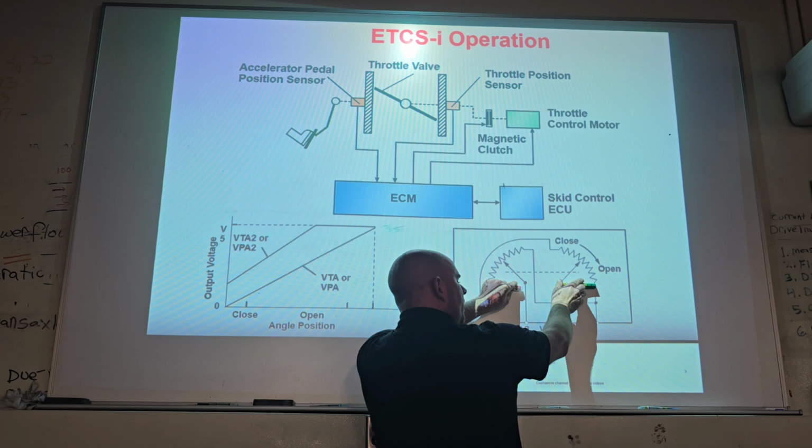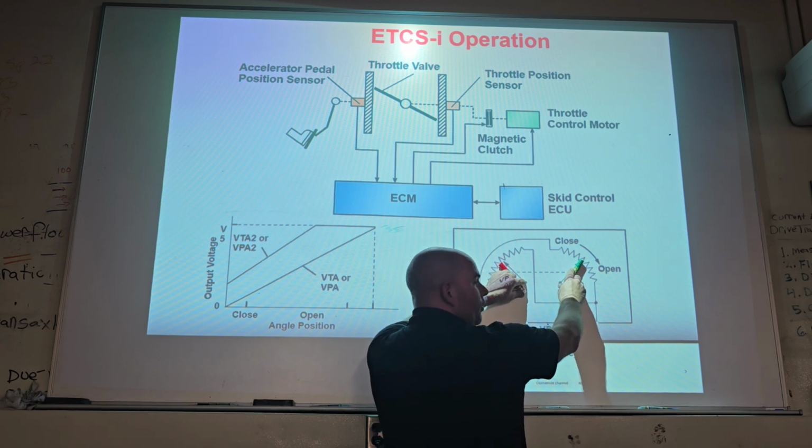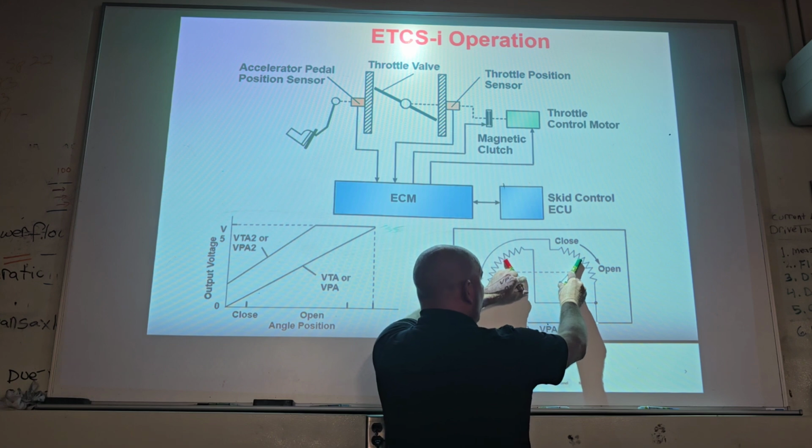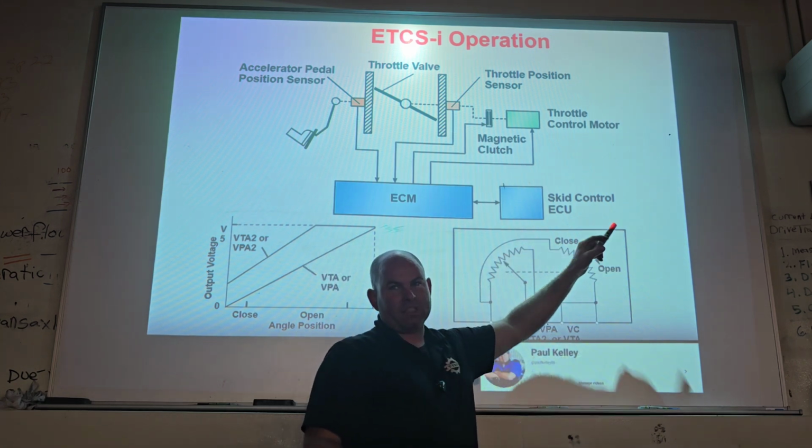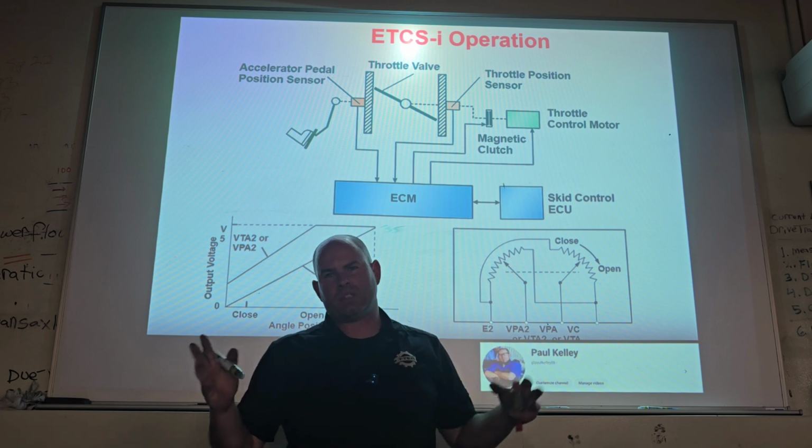So if you're closed throttle, one will be reading 4.5 and one will be reading 0.5. At half, they'll both be reading 2.5. At wide open, they'll be reading 0.5 and 4.5. Makes sense? So they're like equal but opposite.